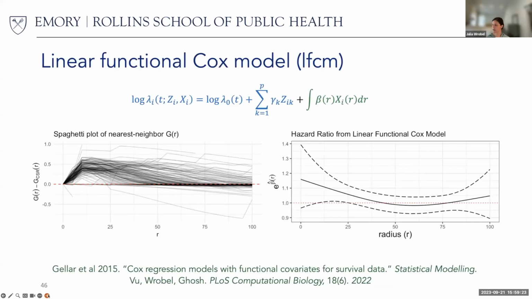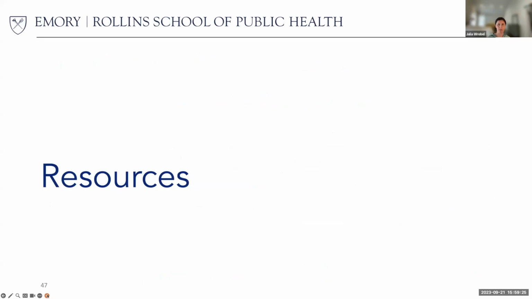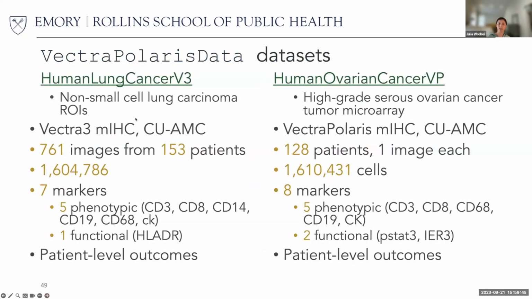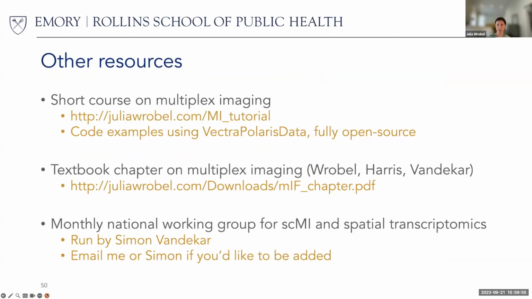But what I really wanted to get to here are some resources that I and other people have put together about multiplex imaging data. One is the Vectra Polaris data package, a publicly available data set with two large experiments that I got from collaborators when I was at Colorado. You can just download this directly off of Bioconductor and play with it yourself. There are two full data sets with over 100 people in each, with patient level outcomes like survival, and also over 1 million cells in each data set. So those are a nice resource if you're trying to get used to this data.